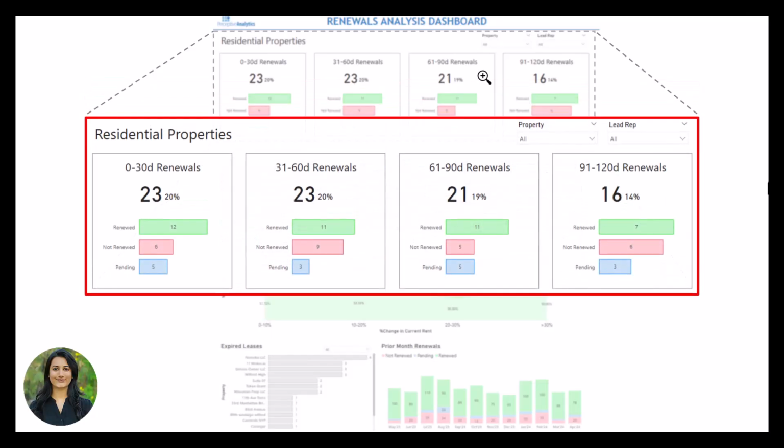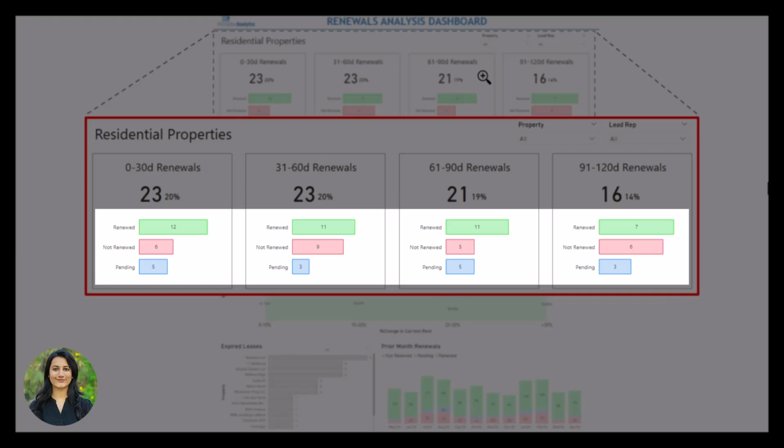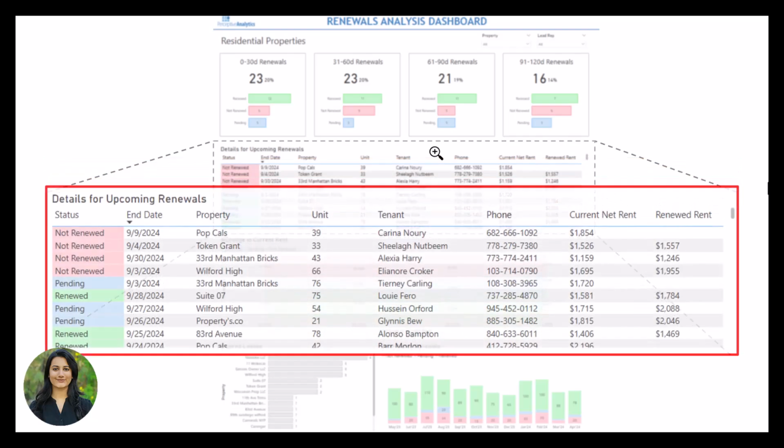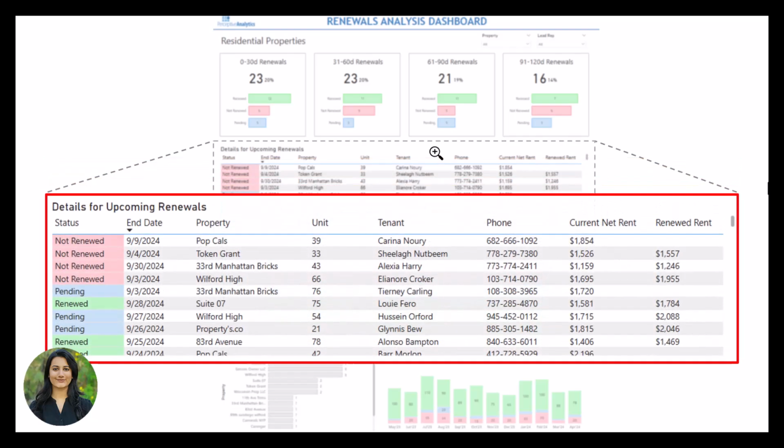At the top, we have 4 cards showing a quick summary of how many leases are expiring in each time frame. Each card also breaks down the total leases in that period, showing how many are up for renewal, how many have already been renewed, and how many are still pending. Below that is a detailed table with tenant information, lease dates, and renewal status. It's perfect for quick follow-ups.